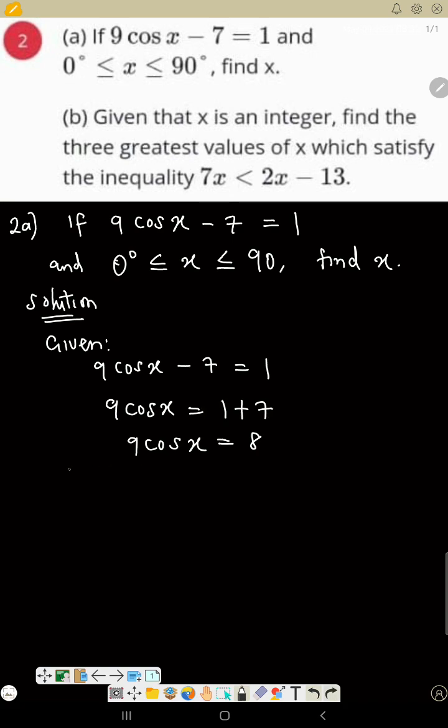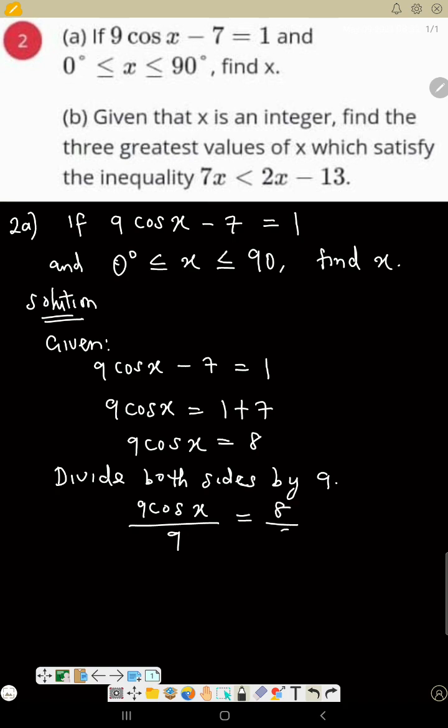So divide both sides by 9. So that means this will be like 9 cos x over 9 is equals to 8 over 9. So 9 will cancel out. So cos x is equals to 8 over 9. So what is x now? x is arc cos, that is cos inverse, arc cos 8 over 9.